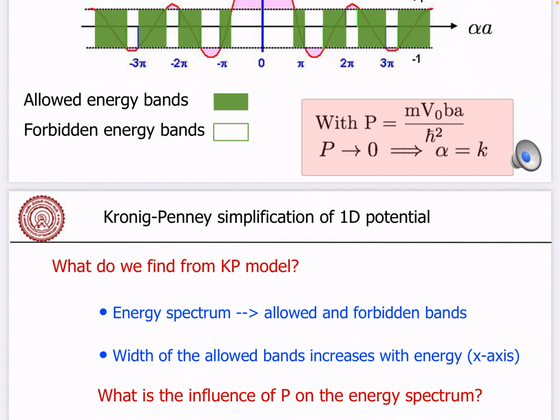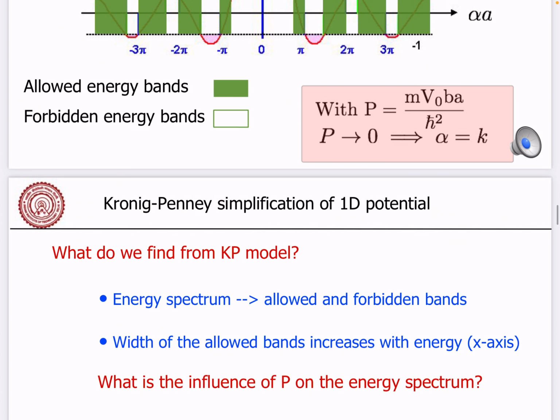Whereas here, once you switch on the periodic potential, you see that the energy state is not continuous anymore. The spectrum has both allowed and forbidden bands, and what you also see is that as you move along the higher energy axis, the energy bandwidths are continuously larger.